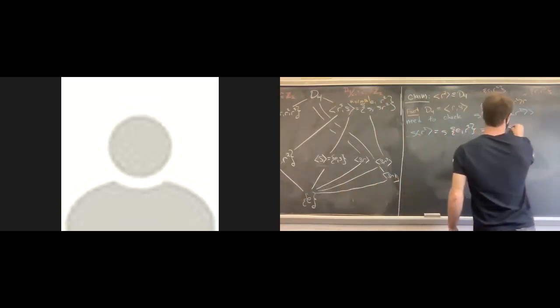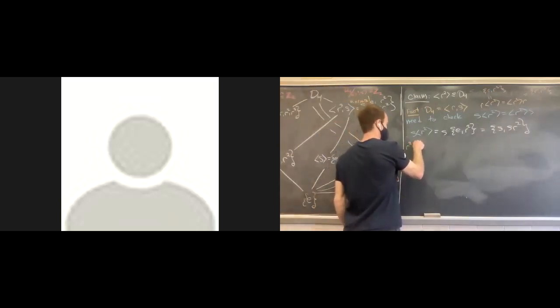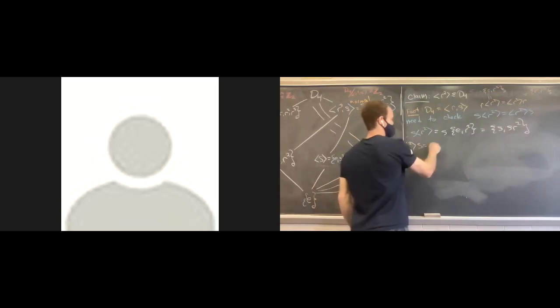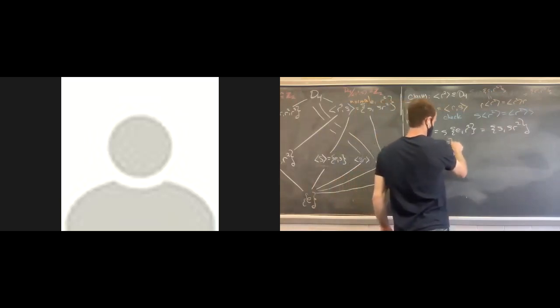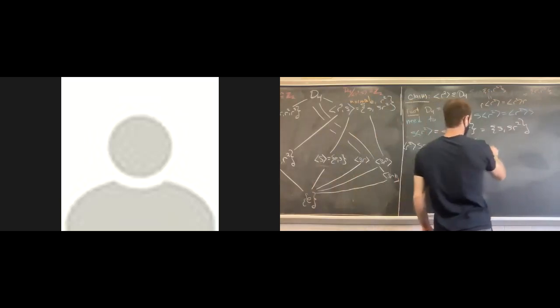All right. So SR squared, so that's going to be S, and then let's write this as ER squared. So that's going to be SSR squared. And then the standard is to write this with the S's to the left, right? That's the standard way to write an element of the dihedral group, so we can stop. Now let's look at R squared S. So that's going to be ER squared times S. So that's going to be S R squared S.